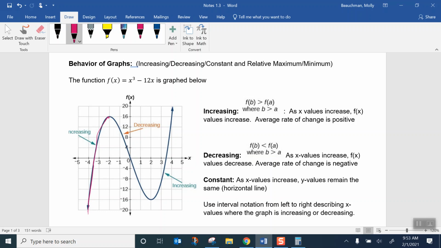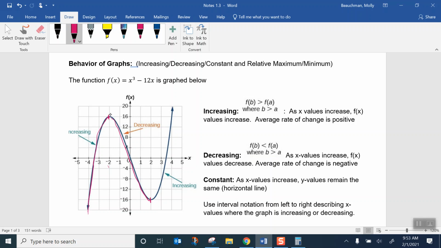Then our function is decreasing. As your x values increase, your y values or f of x values decrease. So the average rate of change is negative. So on the other side of negative 2, our function is decreasing until it gets here, and then it's neither increasing or decreasing. And then after that, our function is increasing again.